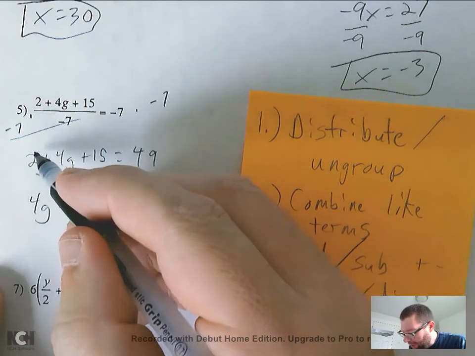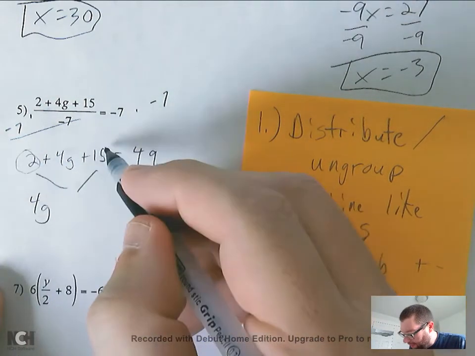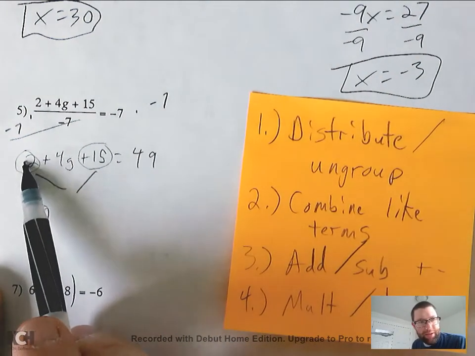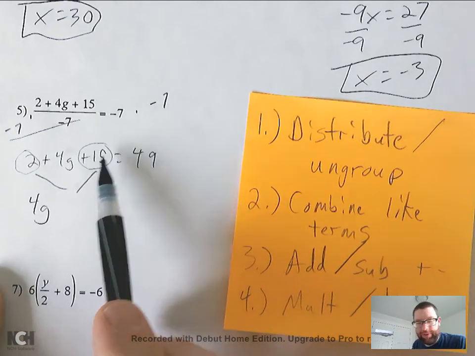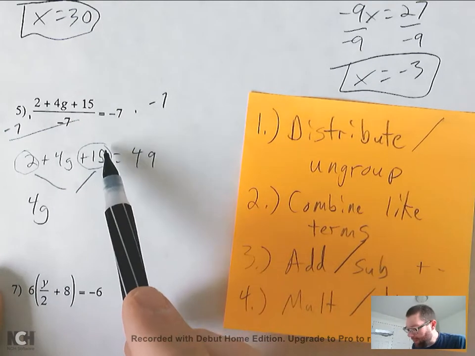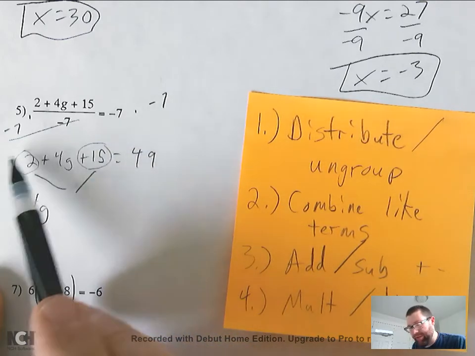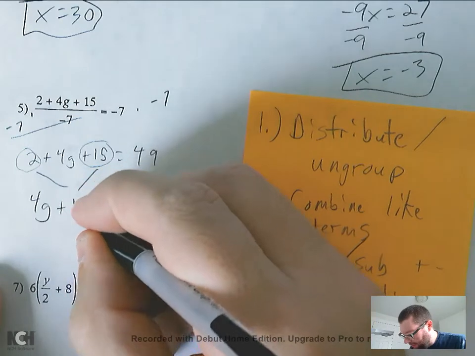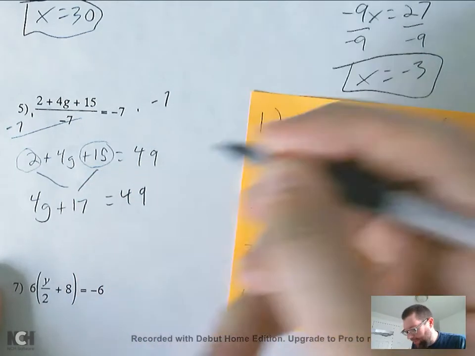2 plus 15. And again, when you're combining like terms, you take the signs in front of them, and then you just kind of read those signs. Like this is a positive 2 and a plus 15. We ignore any signs of anything that we're not adding, but we need the sign in front of it to go with it. So 2 plus 15 is 17. So plus 17 equals 49.